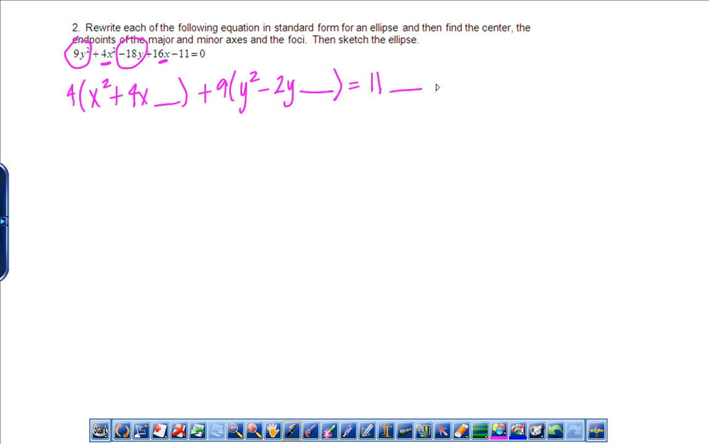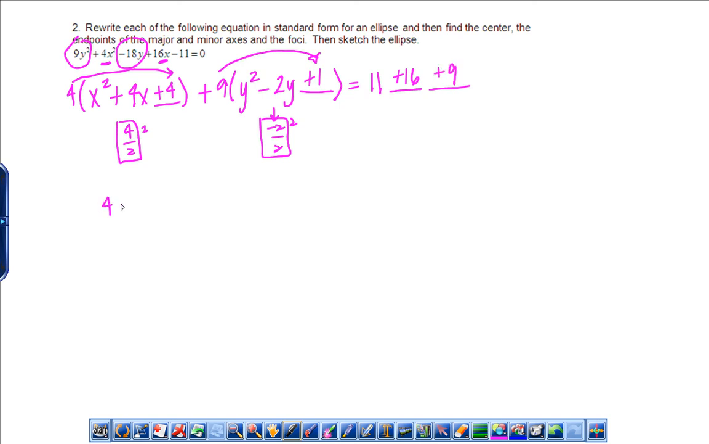I'm going to move this 11 over. Leave a blank for my x. Leave a blank for my y. If you half box square, that leaves you with a +4. On the other side, I'm going to add a 16. If I half box squared -2, that leaves me with a +1, which really is a 9. Then if I write this gives me an x plus 2 quantity squared, and then a y minus 1 quantity squared. This over here adds to 36.